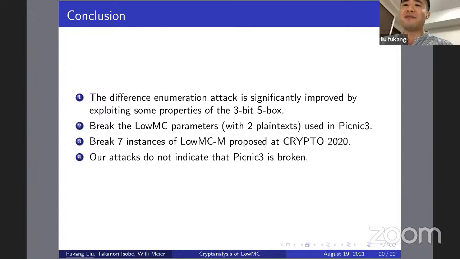At last, we have to emphasize that our attacks do not indicate Picnic 3 is broken, because only one non-plaintext, the ciphertext, is known to the attacker. That's all. Thank you.